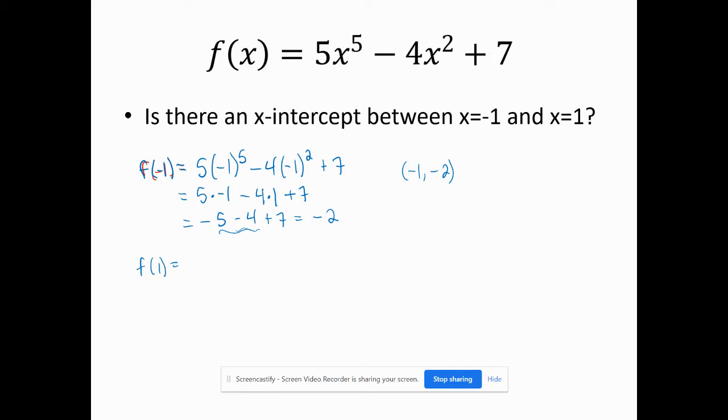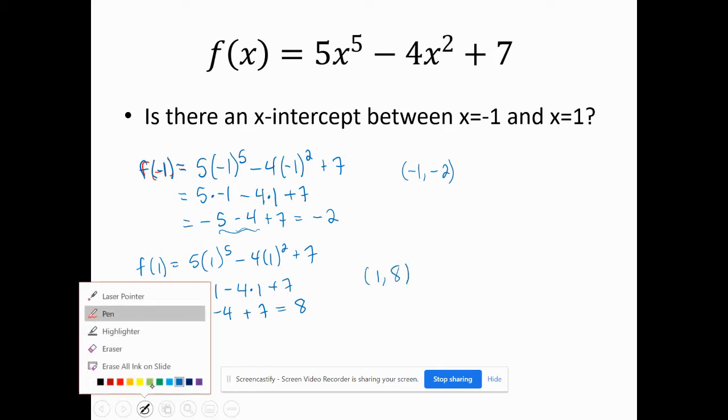So now let's do f of 1, and then I'll swing back to why and how I can tell that this is going to work. So f of 1, I'm putting in 1 again for x into the original function. This is going to be a little bit easier because I get 5 times 1 minus 4 times 1 plus 7. So 5 minus 4 is 1, and then if I add 7, I get 8. Okay, so this gives me the point (1, 8).